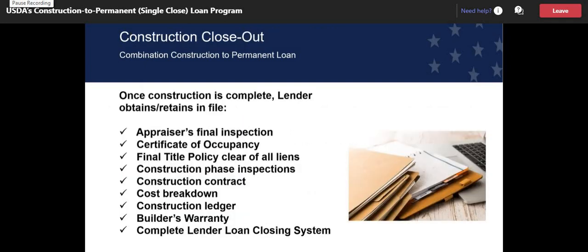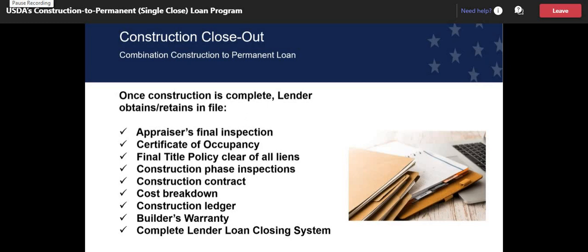Okay. The construction closeout. So once construction is complete, the lender obtains and retains in your file the appraiser's final inspection, the certificate of occupancy, the final title policy, clear of all liens, construction phase inspections, the construction contract, the cost breakdown, the construction ledger where the draws were made, the builder's warranty, we'll talk about that in just a second, and the complete lender loan.